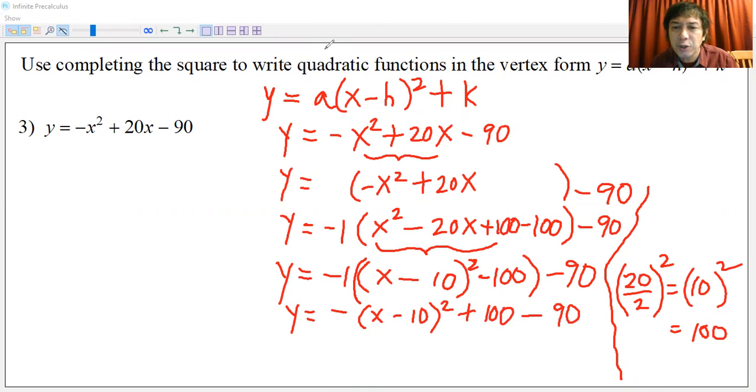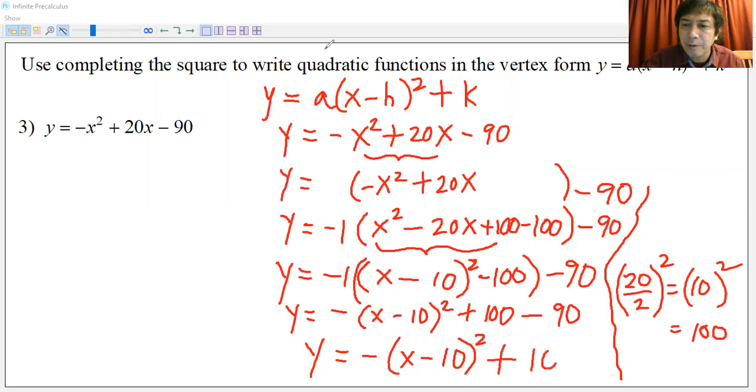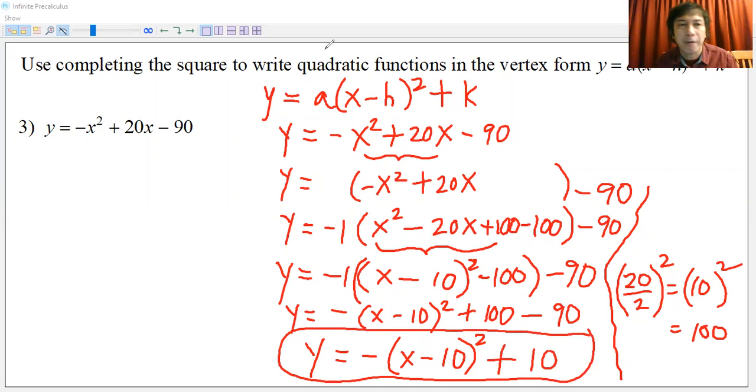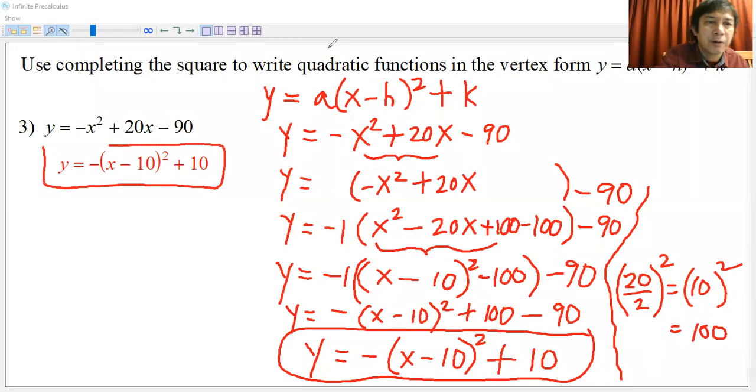This will now be further simplified to get the final equation, the vertex form. This is now the vertex form, negative x minus 10 squared, plus 190 minus 90, that's a plus 10, which gives us the final required equation. You can verify the answer from here. You can see the answer below the given over here, exactly what we obtained by using the completing the square method.